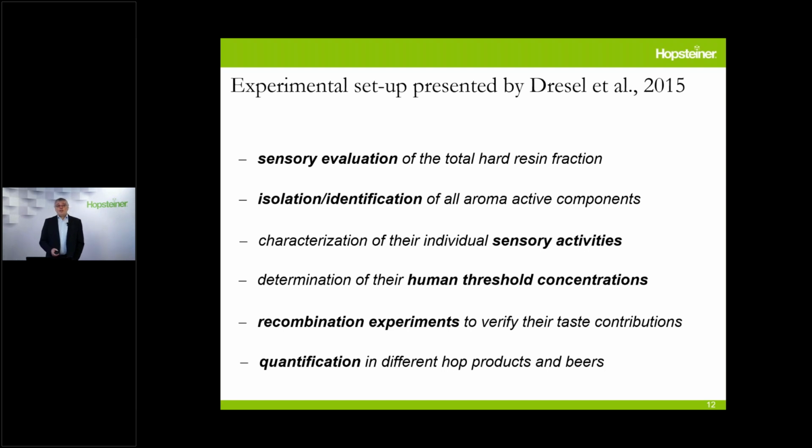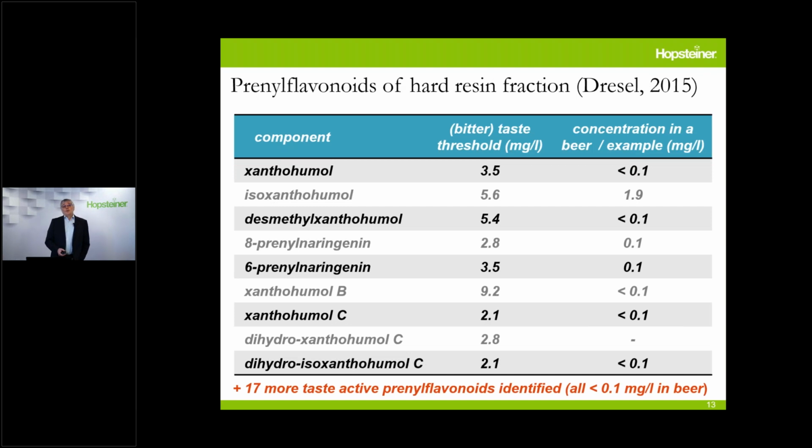He did a sensory evaluation of the total hard resin fraction. He isolated and identified all the aroma active components. He characterized their individual sensory activities. He determined their human threshold concentrations, and then he performed recombination experiments to verify the taste contributions. And then he quantified all these taste active components in different hop products and different beers. And here is one table showing the results of taste active hard resin components.